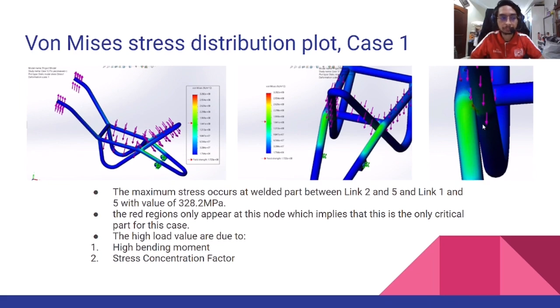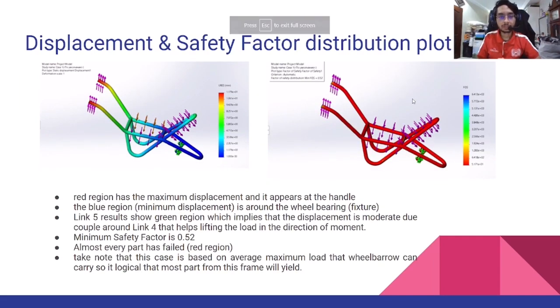For the displacement distribution plot, we can see that the red region appears at the handle and the color gradually turns into blue as the distance gets closer to the fixture. This result actually suits the application, where to remove the load from the wheelbarrow it requires half of the frame to be lifted upward while the other half of the frame is maintained static at the ground.